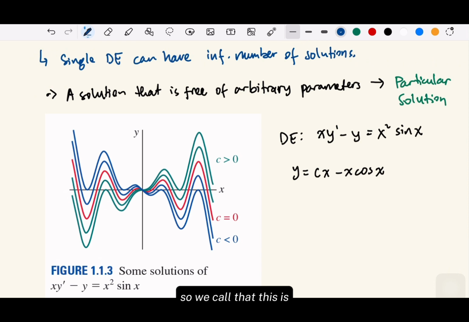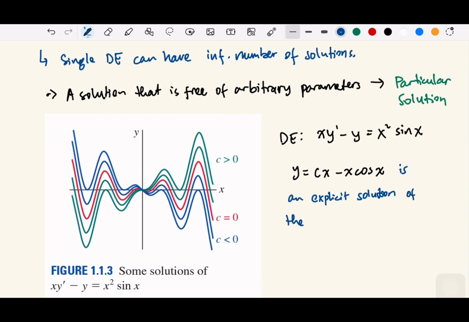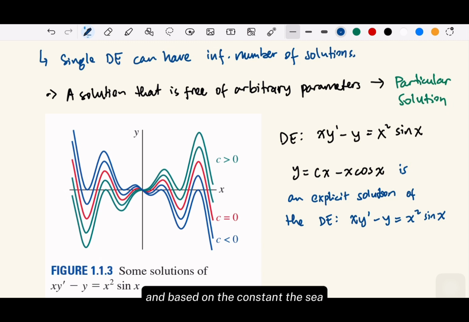So we call this an explicit solution of the DE, and based on the constant, the C, we could see some differences. Okay.